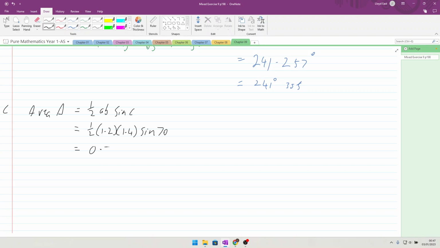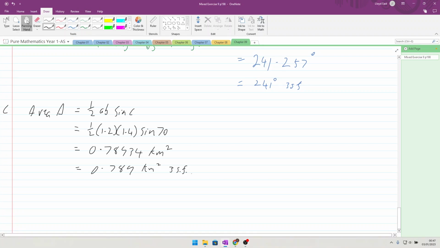Which is 0.78934 kilometers squared. 0.789 kilometers squared, 3 significant figures. That's question 9 done. On to question 10 then.